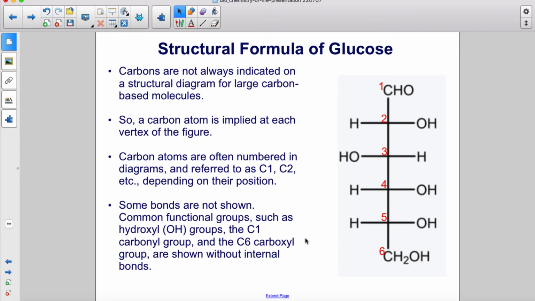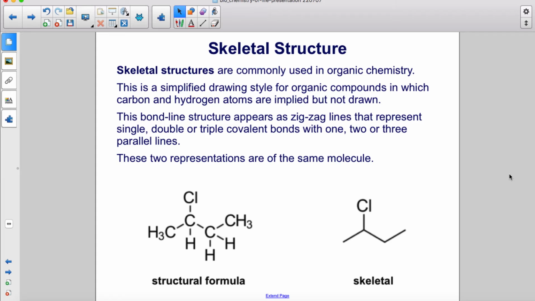Carbons are not always indicated on a structural diagram for large carbon-based molecules. So a carbon atom is implied at each vertex of the figure. Carbon atoms are often numbered in diagrams and referred to as C1, C2, etc. depending on their position. Some bonds are not shown. Common functional groups, such as hydroxyl groups, the C1 carbonyl group, and the C6 carboxyl group are shown without internal bonds.